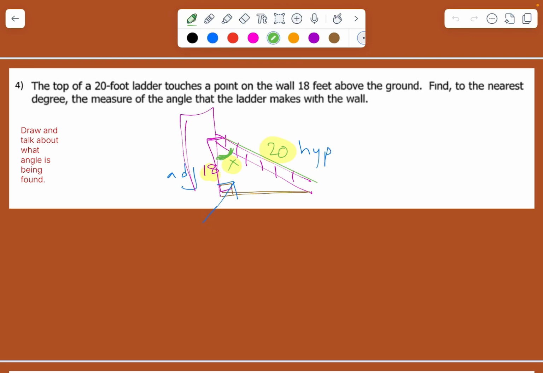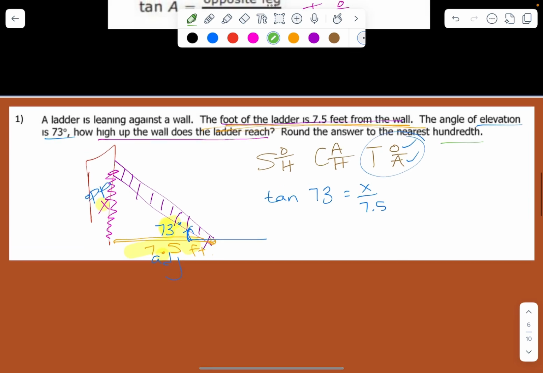Remember that the directions say that you're going to round to the nearest degree. The question before was rounding to the nearest hundredth. Remember that after your decimal, the second place out is your hundredths, but you do have to look at the third place to determine what happens in the hundredths place.